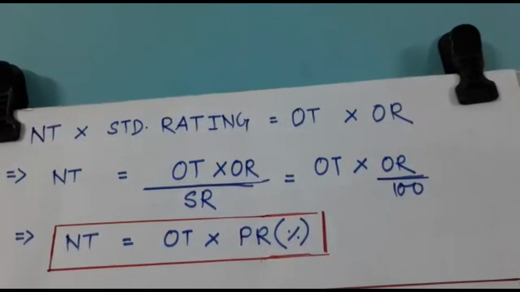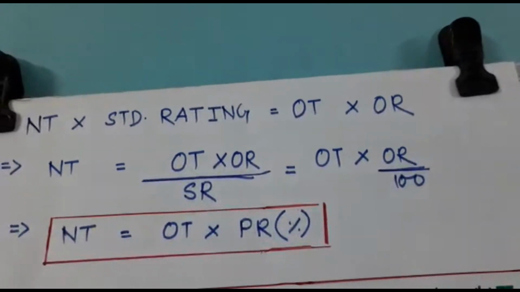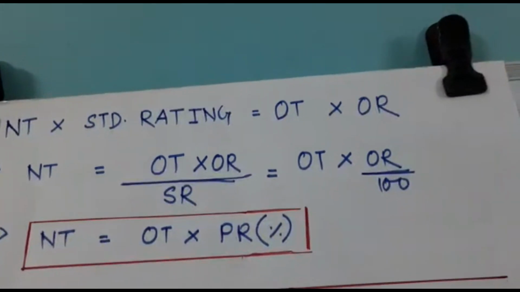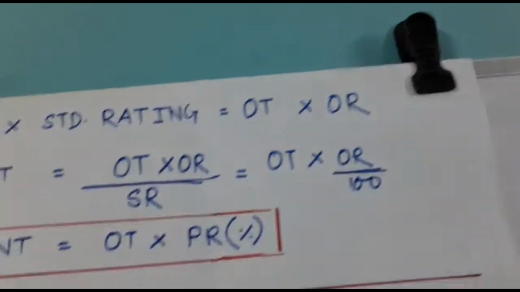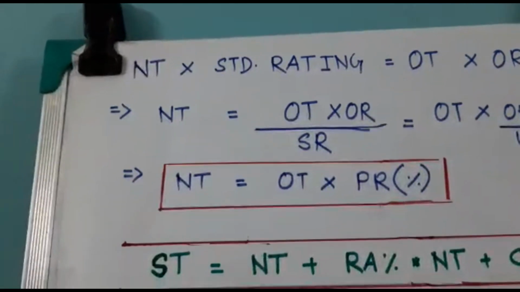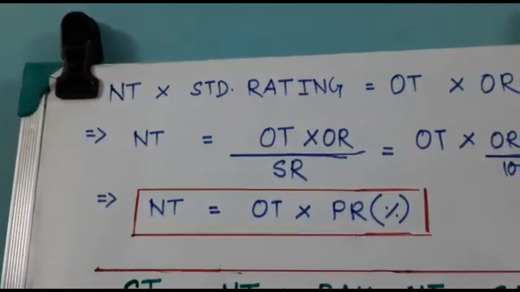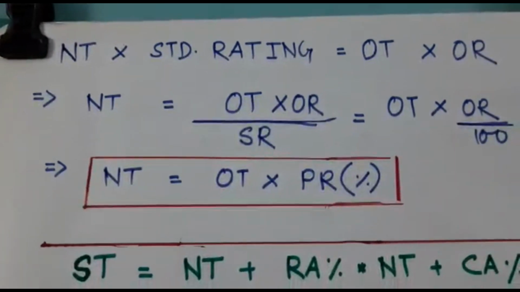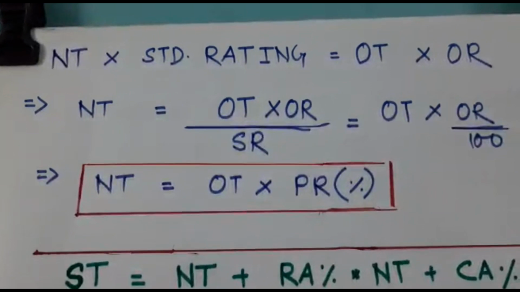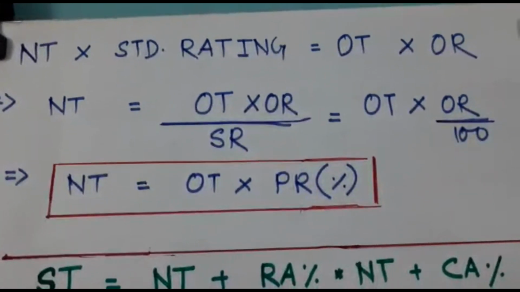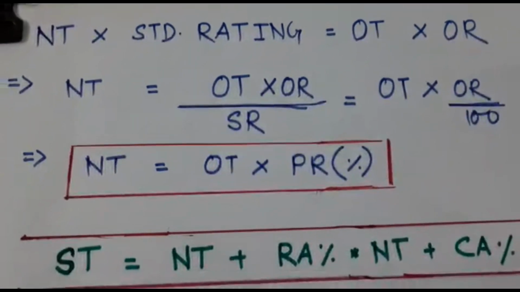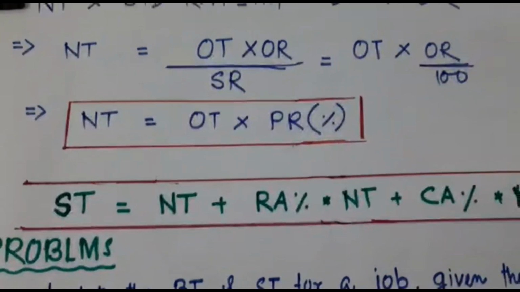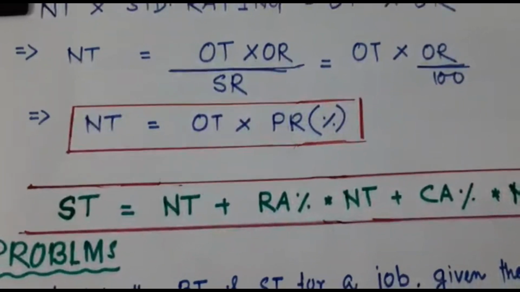So the worker who is under observation, the time taken by him is observed time and his performance is given by observed rating, whereas the normal time is the time taken by a qualified worker and his standard rating is 100. So from there we can understand that normal time equals OT into performance rating in terms of percentage. There is another important formula which we should understand, that is standard time.